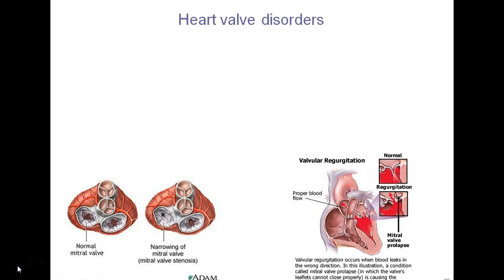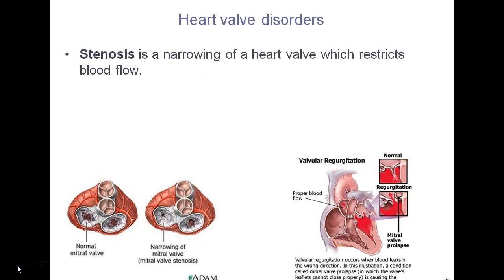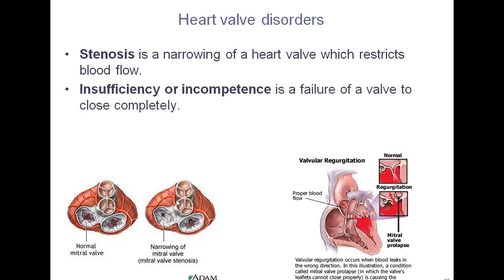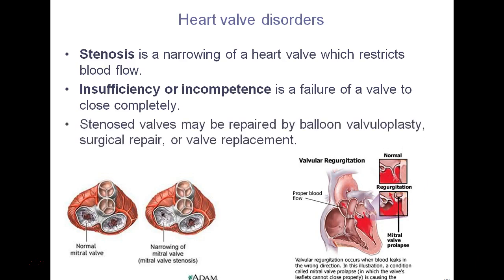Here we observe some more homeostatic imbalances of the cardiovascular system. One term is stenosis. A stenosis is a narrowing of a heart valve, and that's going to restrict blood flow. Perhaps you can observe that in the lower left-hand corner. And then we have the topic of incompetence. That is the failure of a valve to close completely, and that's going to allow some mixing of blood. We can see that in the lower right-hand corner, a little bit of regurgitation of that blood.